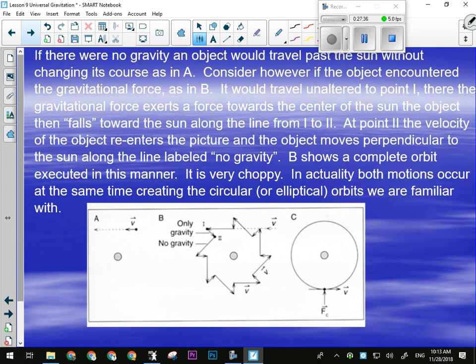All right, so this is just the explanation of what we just did here. If there was no gravity, things go in a straight line. There is gravity, so they're attracted in. That produces the circular path.